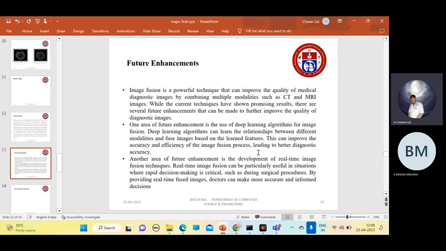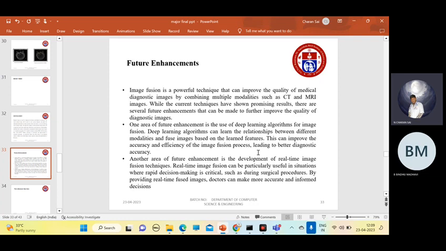And for future enhancements, one area of future enhancement is the use of deep learning algorithms for image fusion. Deep learning algorithms can learn the relationship between different modalities and fuse images based on the learned features. This can improve accuracy and efficiency of the image fusion process, leading to better diagnostic accuracy.